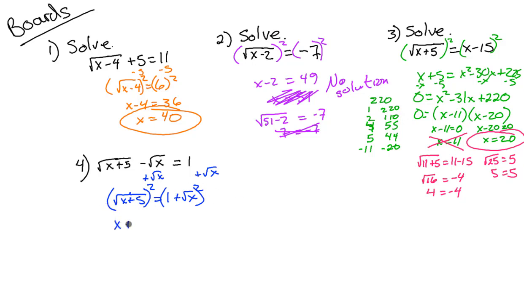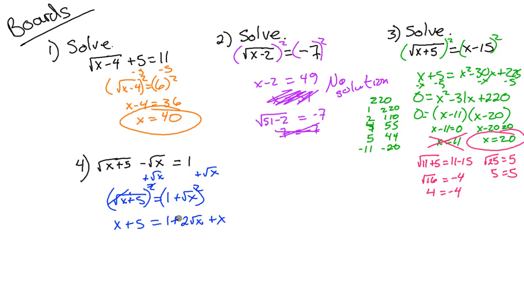So on this side, we just get x plus 5. Some of you may wonder why we don't actually do x squared plus 5x. The squared and the square root just cancel each other out. Over here, unfortunately, we can't just apply the square to this little piece. So we get 1 plus 2 square roots of x plus x. And that may take some thinking.